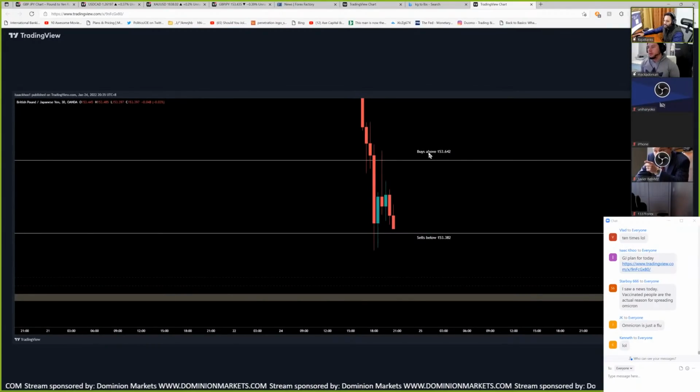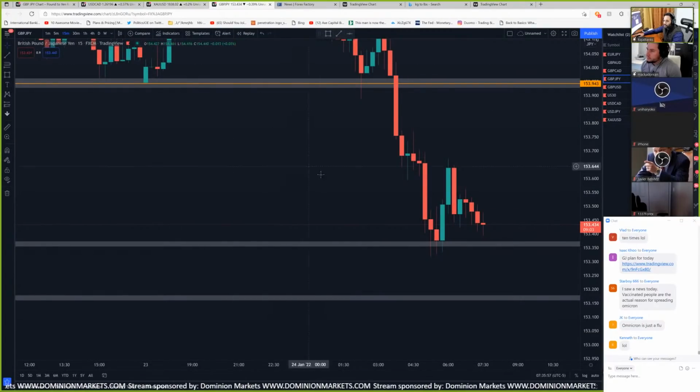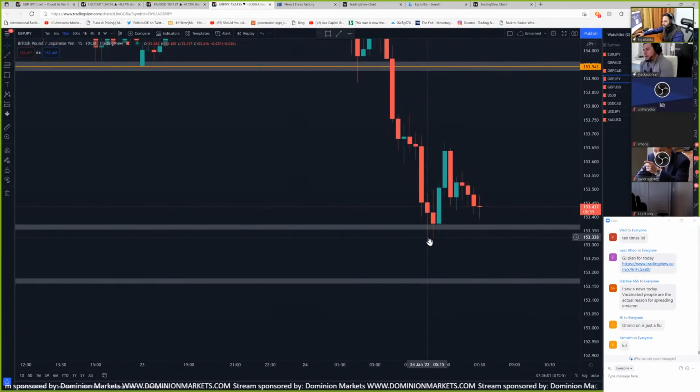All right, let's take a look at this chart over here. Buys above, sells below 153.830. Yeah, I think more below this area because this is all the rejection area here.